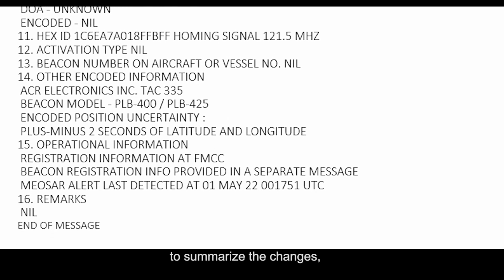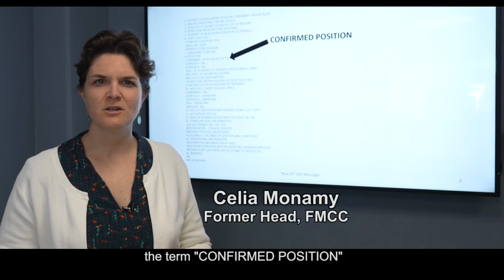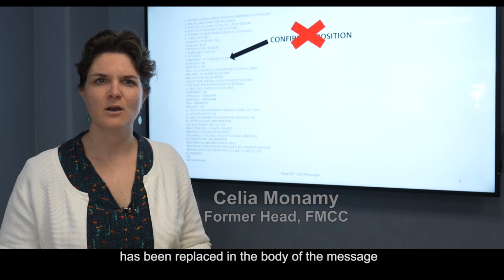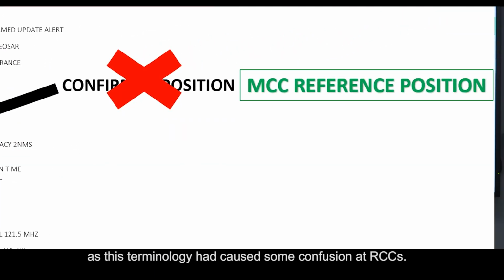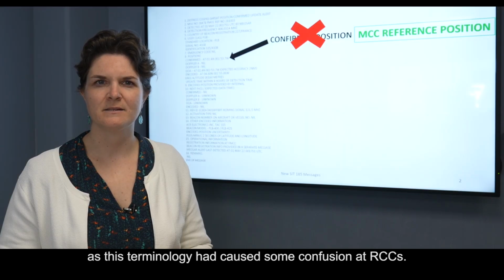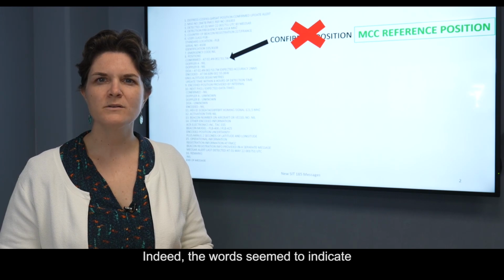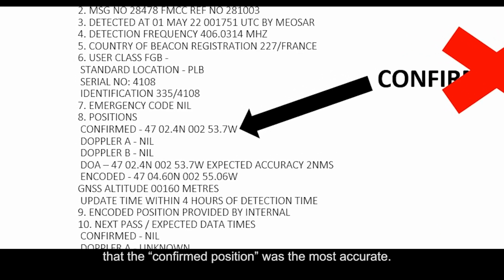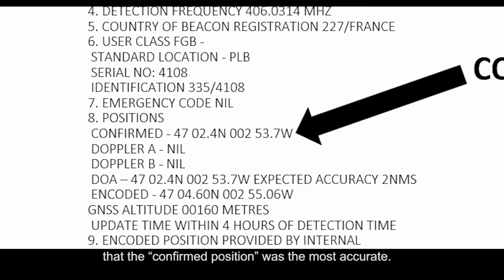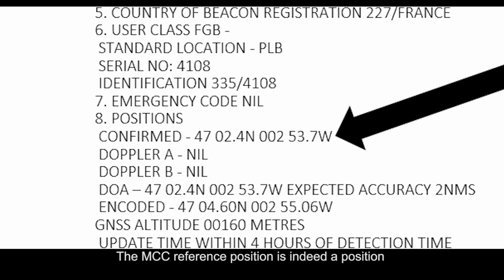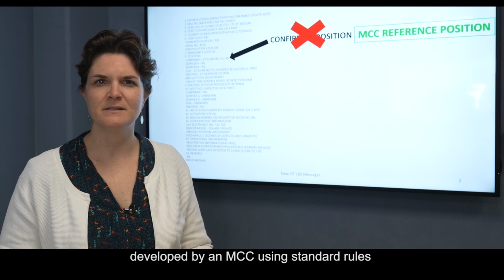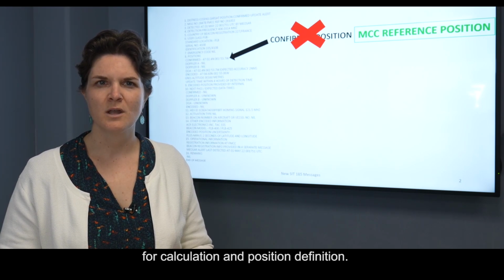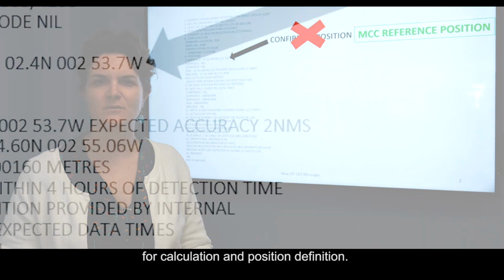To summarize the changes, the term confirmed position has been replaced in the body of the message by the term MCC reference position, as this terminology had caused some confusion at RCCs. Indeed, the words seemed to indicate that the confirmed position was the most accurate. The MCC reference position is a position developed by an MCC using standard rules for calculation and position definition.